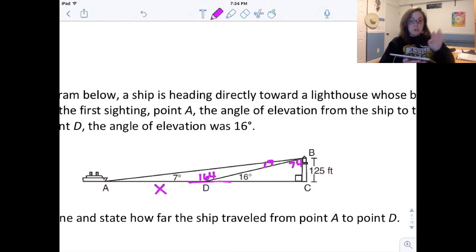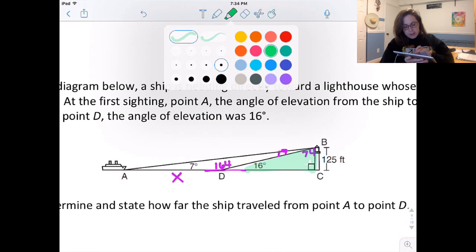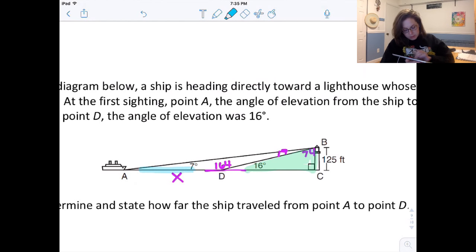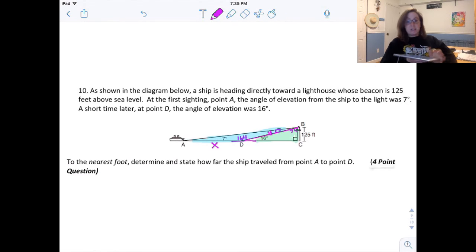So now I have these two triangles. I've got one over here that I'm going to call the green triangle. Very creative. And one over here that I'm going to call the blue triangle. Okay? And what side is shared between them? Well, this side right here goes through them both. So I'm going to call that Y. That's going to be my shared side.